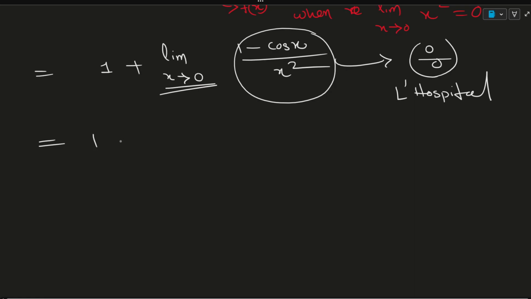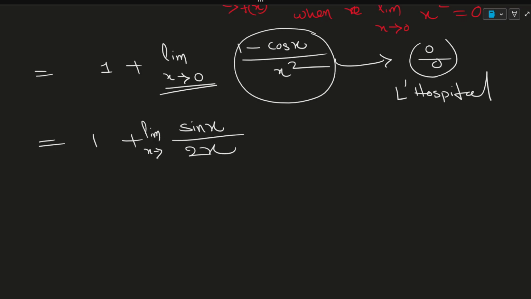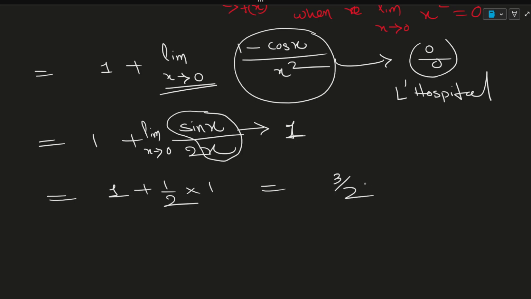Then it will be, when x tends to 0, and you can see that this one, sin x by x, when x tends to 0 tends to 1. Then it will be 1 plus, taking 1 by 2 outside, and it will be 1. And the answer will be 3 by 2.